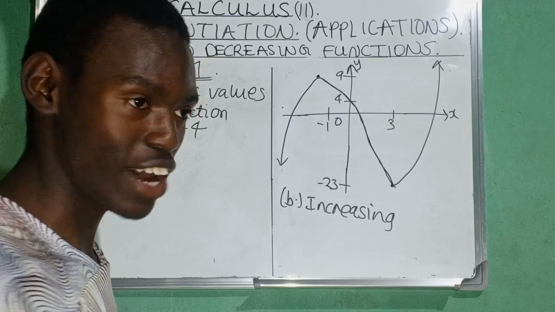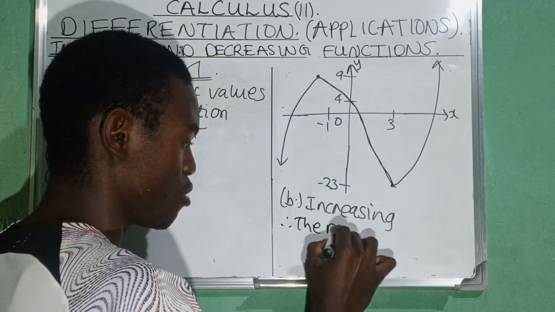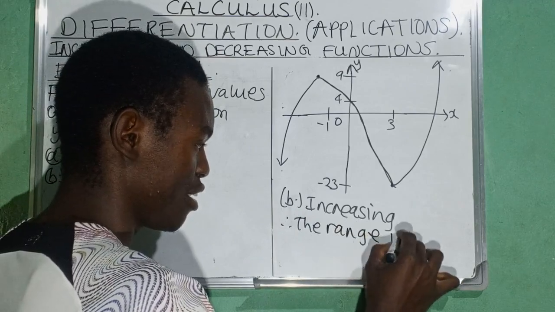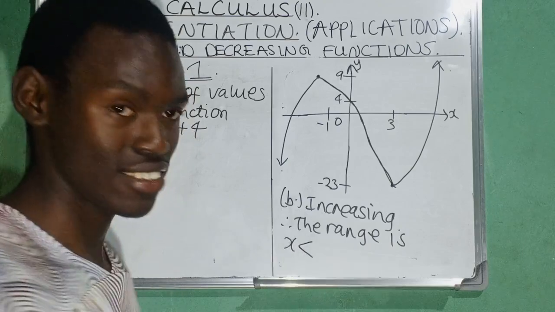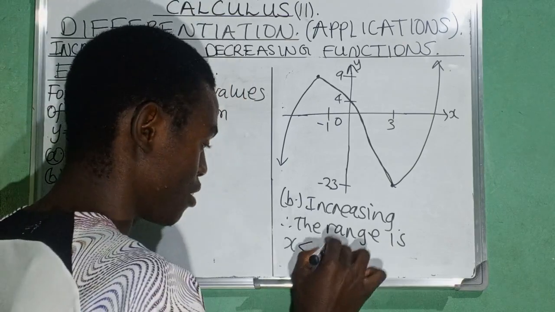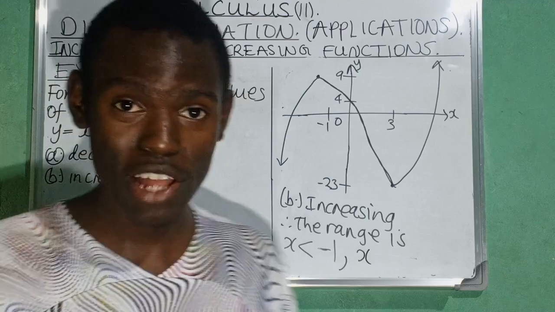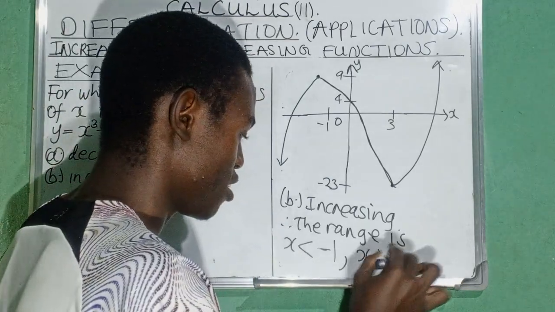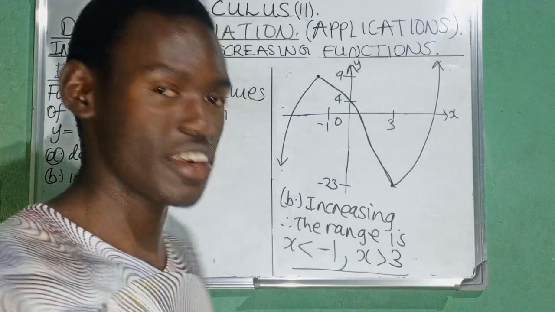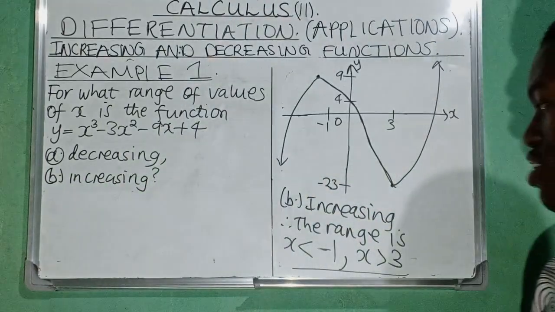So how do you write that down? You say, therefore, the range is x is less than -1, comma, x is greater than 3, where it is increasing. So this is your answer for B, and that marks the end of this video, as you can see right there.